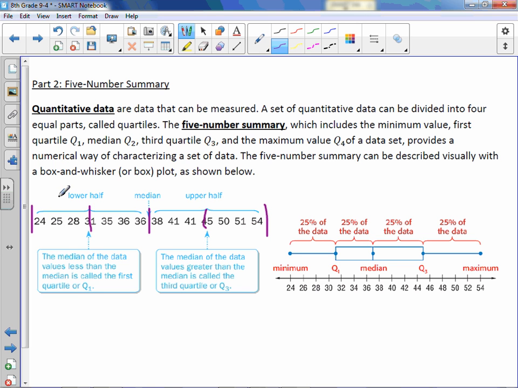So this is your minimum. This is quartile 1. This is quartile 2, or the median. Quartile 3, and quartile 4, or the maximum. And we can display that on a box and whisker plot. So here's our 24, which was our minimum, our quartile 1, which was 31, our median, which is 37, our quartile 3, which is 45, and our maximum, which is 54. Then you make a box and your whiskers.